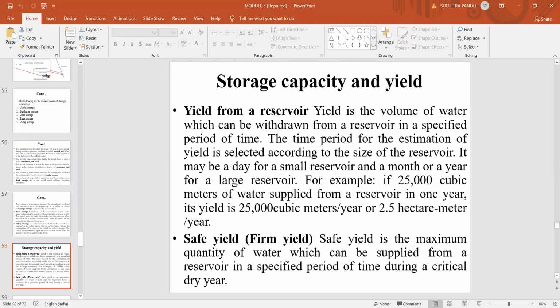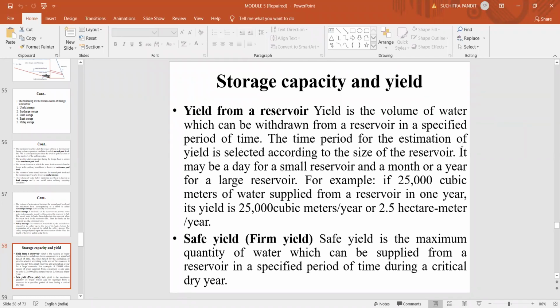The yield from a reservoir is nothing but the assured amount of water that can be withdrawn from the reservoir in a specific period of time during the critical period. That is called the yield from a reservoir. So yield is the volume of water which can be drawn from a reservoir in a specified period of time.